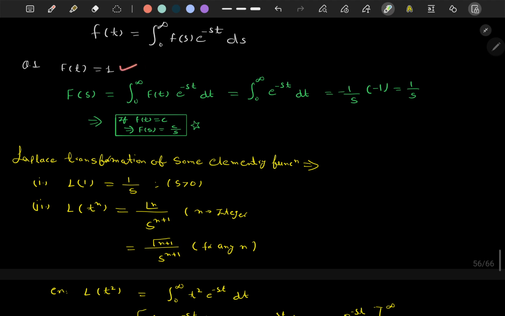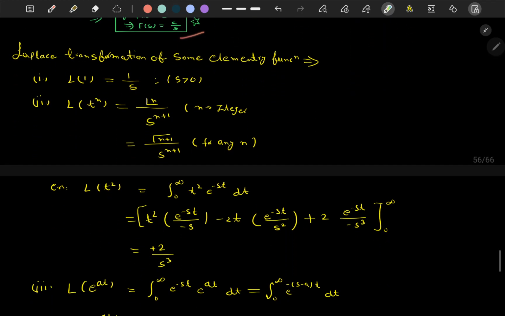Suppose we have a constant function f of t equal to 1, then its Laplace transformation F of s equals integral 0 to infinity f of t e raised to minus st dt. Put f of t equal to 1. So after solving this integration, we get 1 by s. So we can say if there is any constant function c, then its Laplace transformation will be c by s.